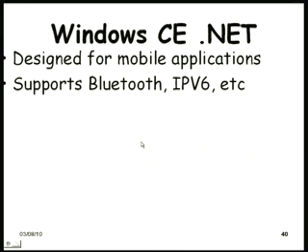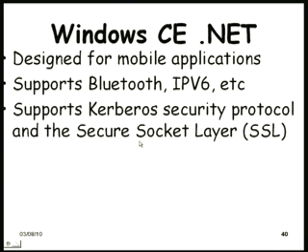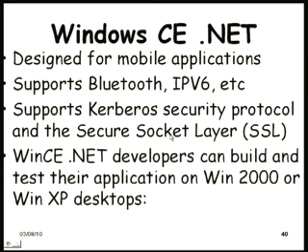And the Windows CE .NET, easy to develop mobile applications, supports Bluetooth, IPv6 etc. as part of the operating system. IP version 6 supports Kerberos security, because for mobile applications security is important. The secure socket layer, Kerberos etc. are supported.